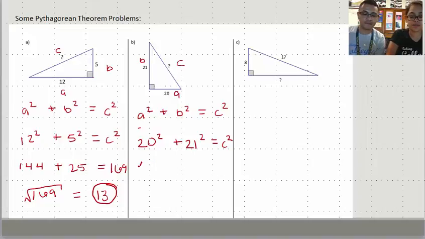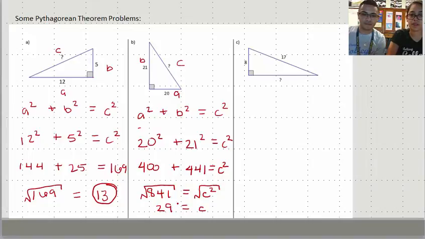So 20 squared is 400 plus 21 squared is 441 equals C squared. Okay, when you add those together, it's 841 equals C squared. So in order to just get C by itself, we have to do the square root of it on both sides. And the square root of 841 should give you 29. Okay?